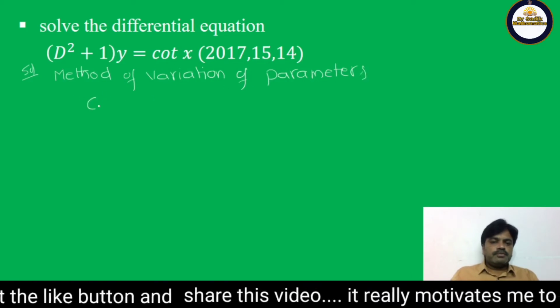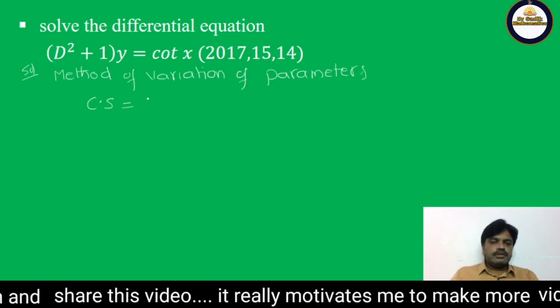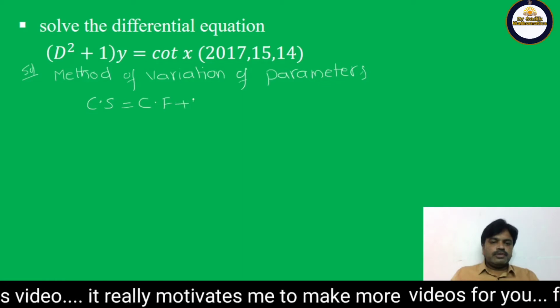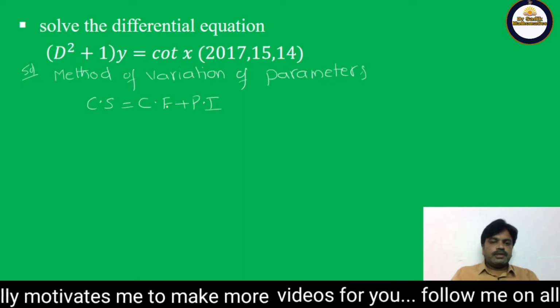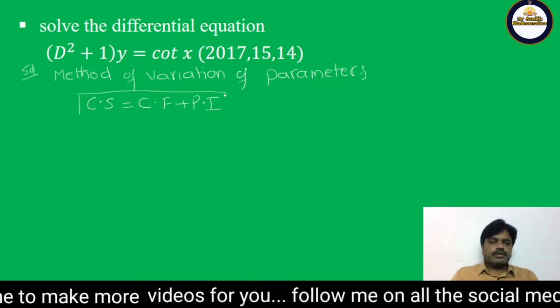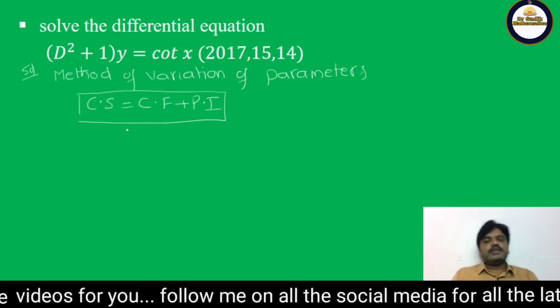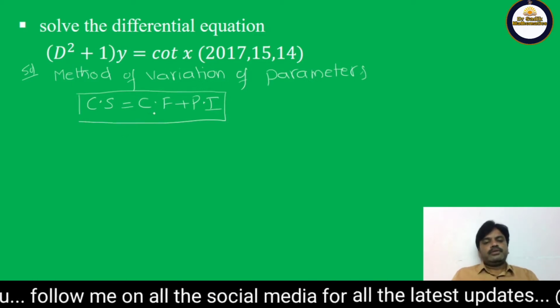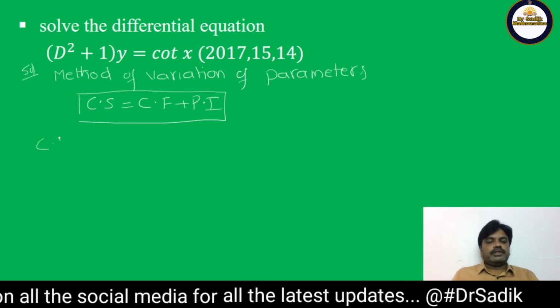So what is the complete solution? That is equal to complementary function plus particular integral. So first I want to find the complementary function.